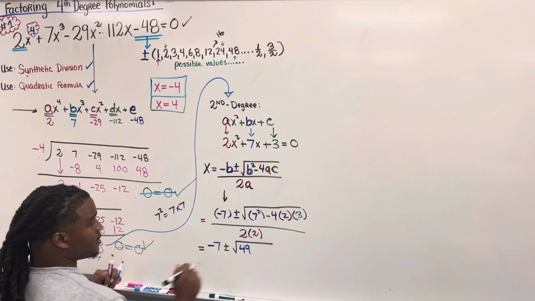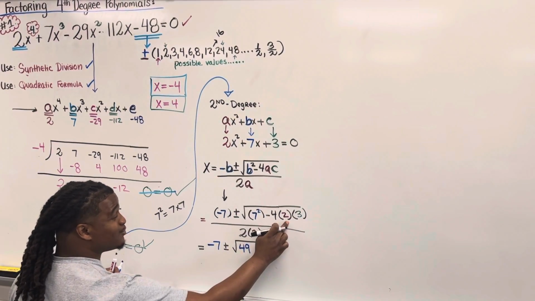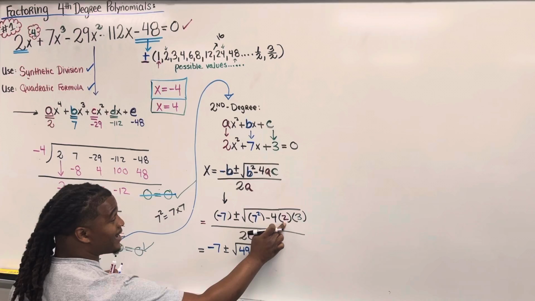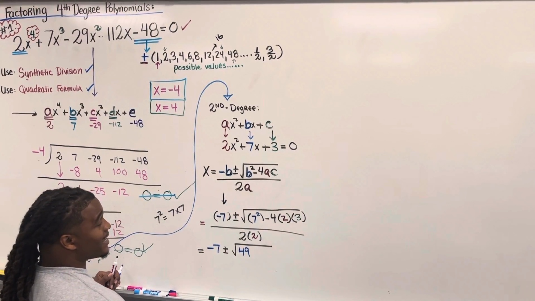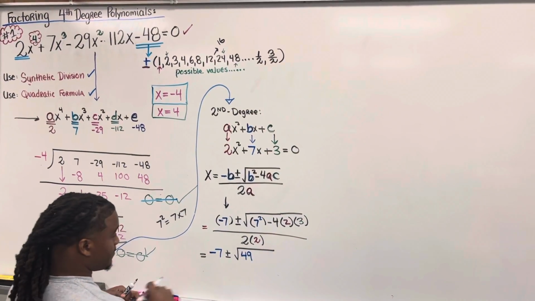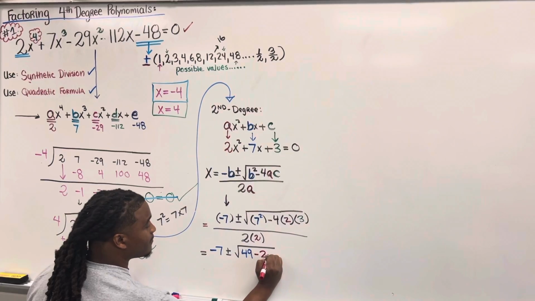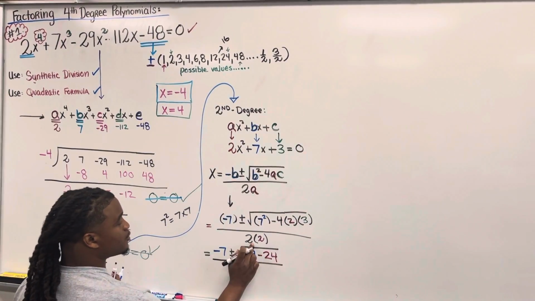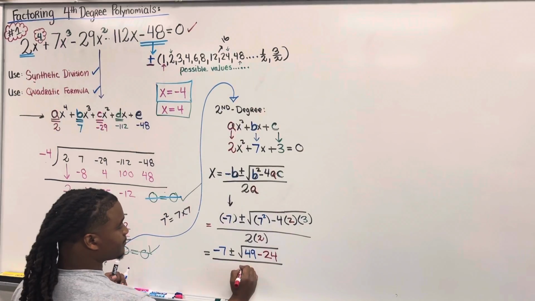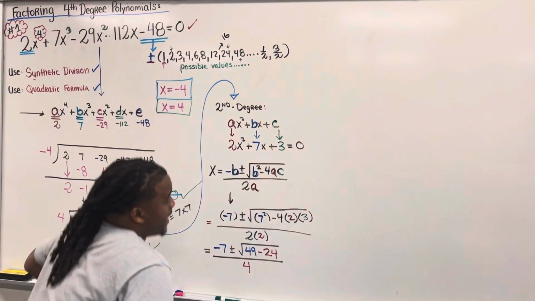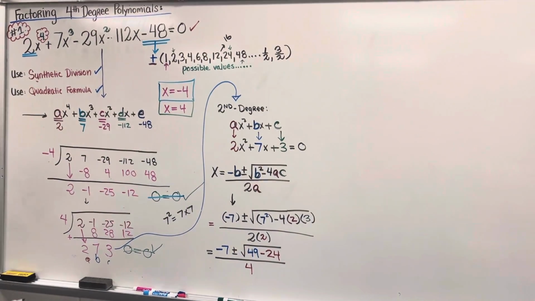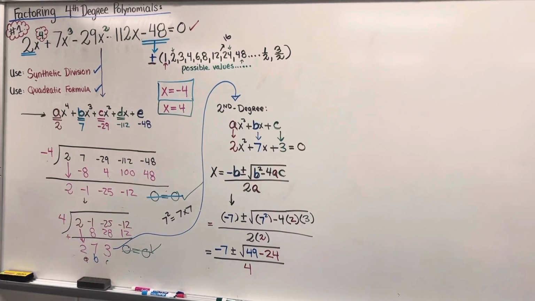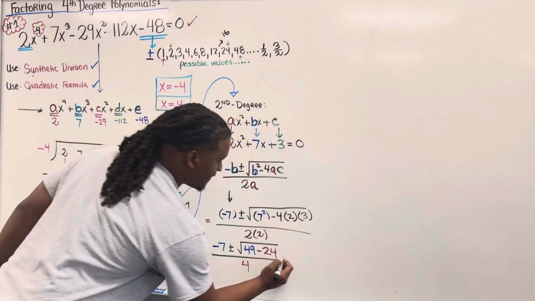negative 4 times 2 is a negative 8, and then negative 8 times 3 is a negative 24. So minus 24, all over 2 times 2, which is 4. We are actually almost done. All we have to do is continue to simplify. Just a couple more steps and we'll be done.